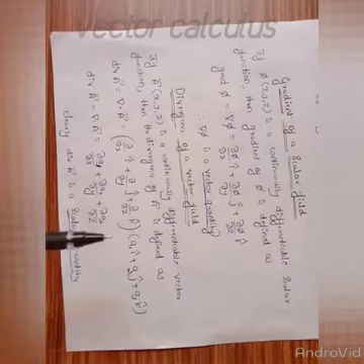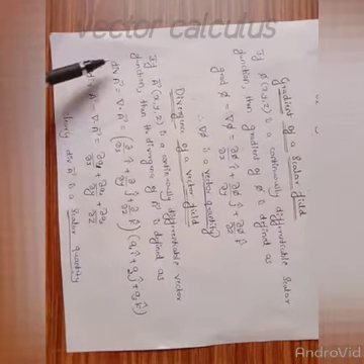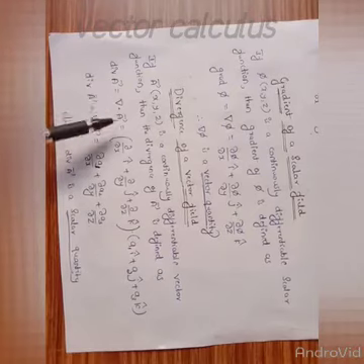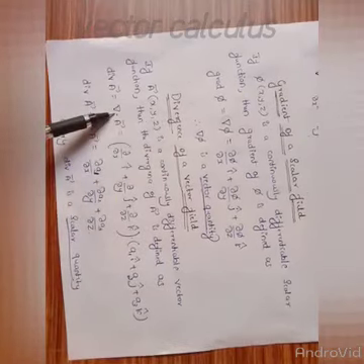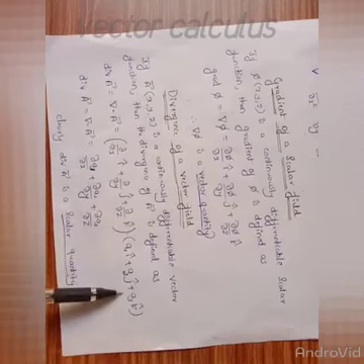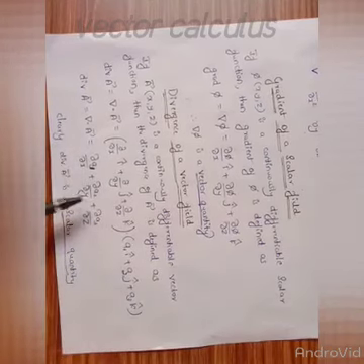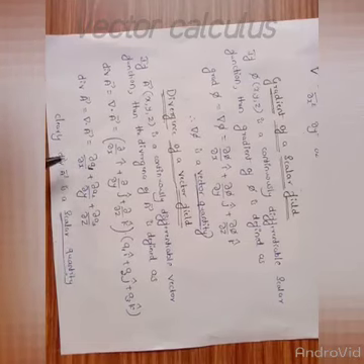So divergence of vector A is denoted as div of vector A. In shortcut, it is denoted as div A or del dot vector A. Divergence is always a dot product: the del operator, whose definition you know, dot product with vector A, gives dou a1 by dou x plus dou a2 by dou y plus dou a3 by dou z. This is a purely scalar quantity.